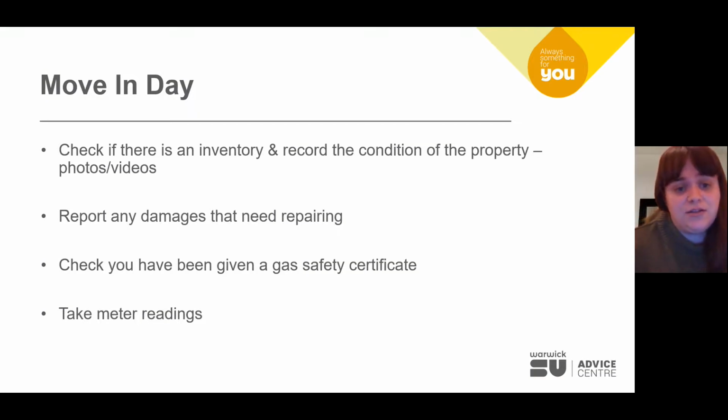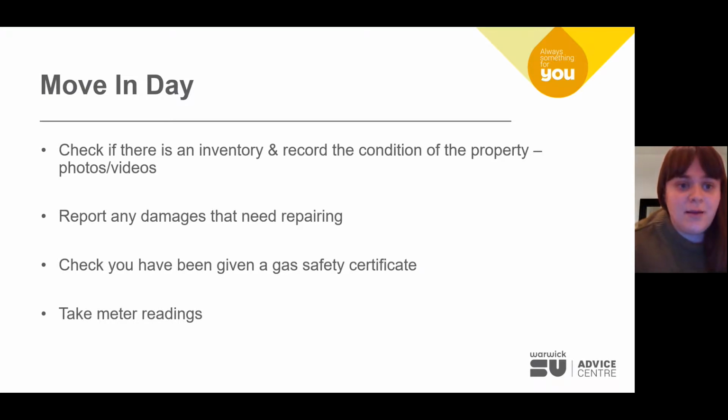And what that basically does is it records the condition of the property on that day. That then is used as a comparison for when you move out of the property to compare the conditions and work out if there's any issues that are of tenant's fault and any repairs that need doing, and then those costs might be deducted from your deposit. Now, it's really important to make sure that you record that accurately to avoid any costs being deducted from your deposit and avoid you needing to dispute those costs later down the line.